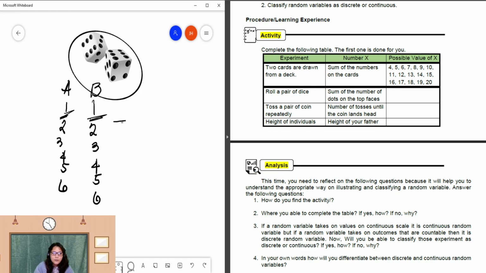So your possible value, since we're talking about your sum, is 2. Alright? So 2 is your smallest possible value of x. Why? Because the smallest possible value of your dice is 1. So if you add the pair of dice, it is 2. Can we have 0? No.